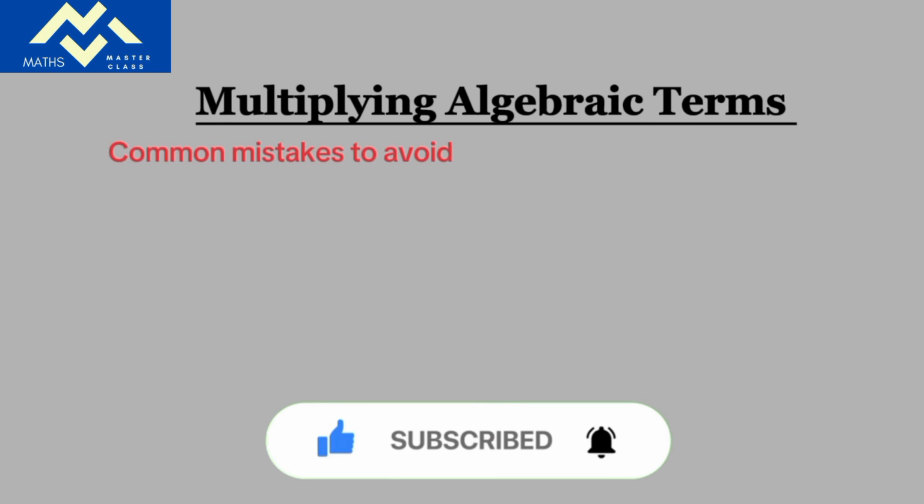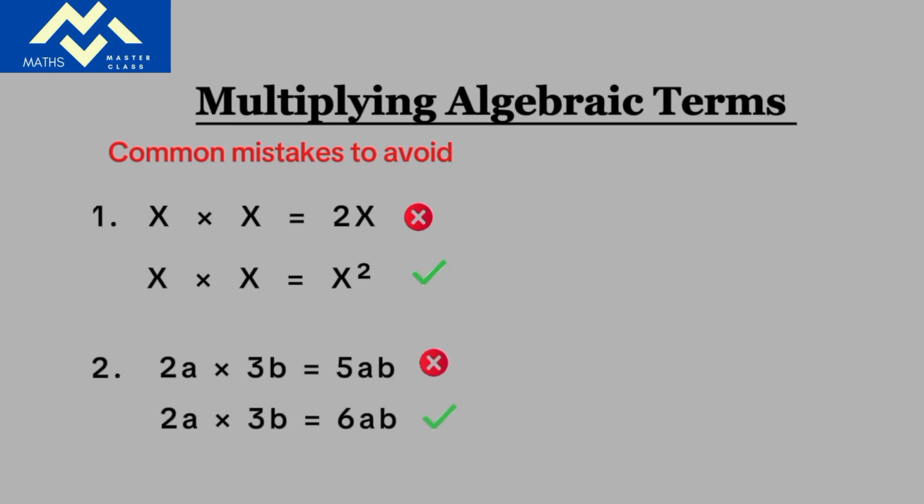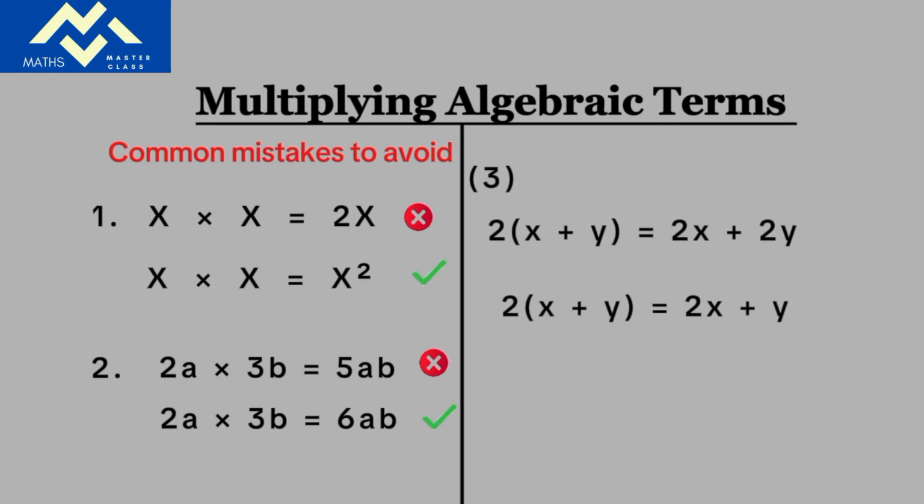Now we know the multiplication properties, let's look at common mistakes to avoid when multiplying algebraic expressions. Here are some errors students often make. Writing x times x as 2x, this is wrong, the correct answer is x squared. Forgetting to multiply coefficients. Example, 2a times 3b is 6ab, not 5ab. Mixing the distributive property with addition. Example, 2(x plus y) is 2x plus 2y, not 2x plus y.